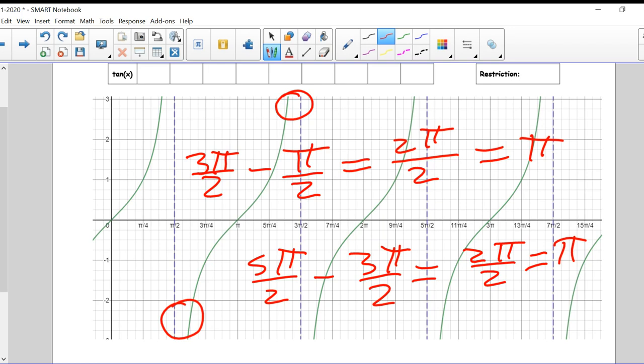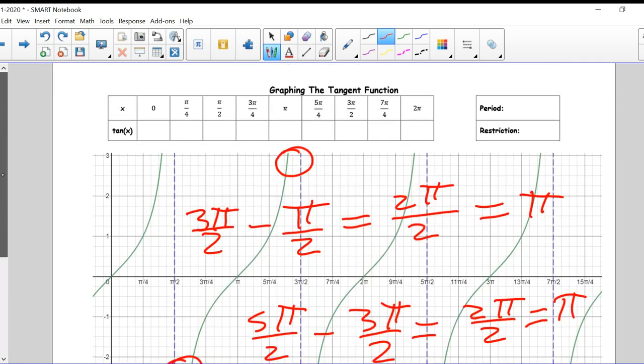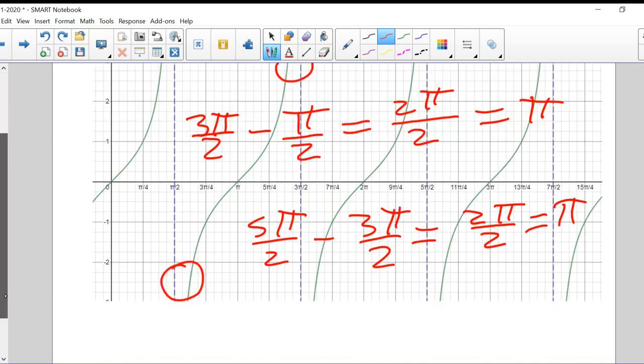So there's your period of the function. The period of a tangent function is actually pi. Now, restrictions. What values of the angle are restricted? Give me one example of a restriction for the tangent function. Can anybody think of what x cannot be equal to? If x represents your horizontal axis, x cannot be equal to pi over 2. Absolutely. Let me put that down here.